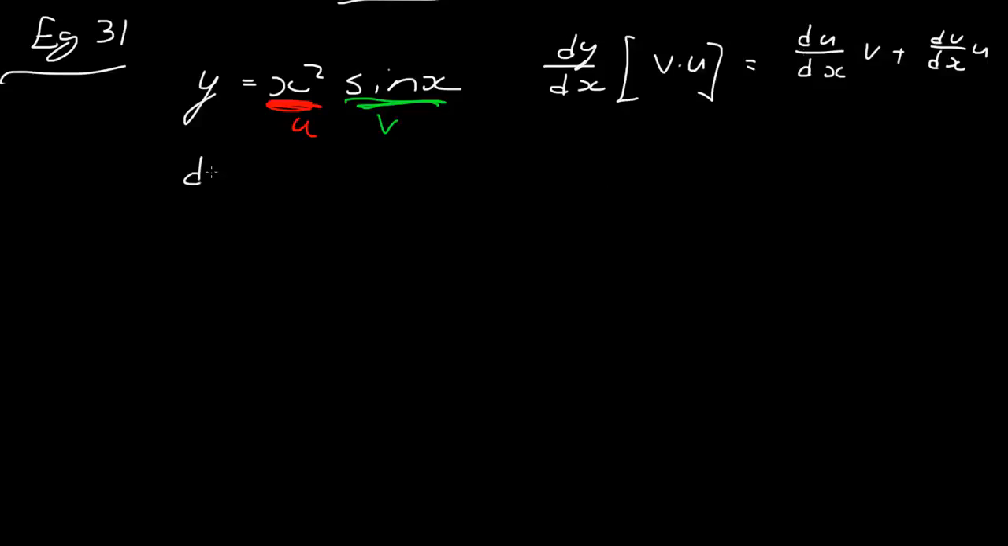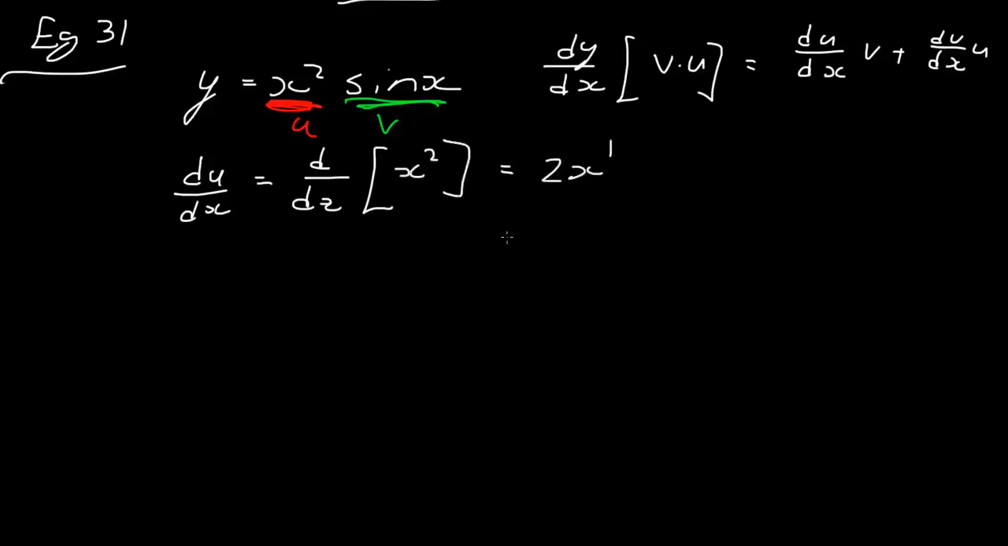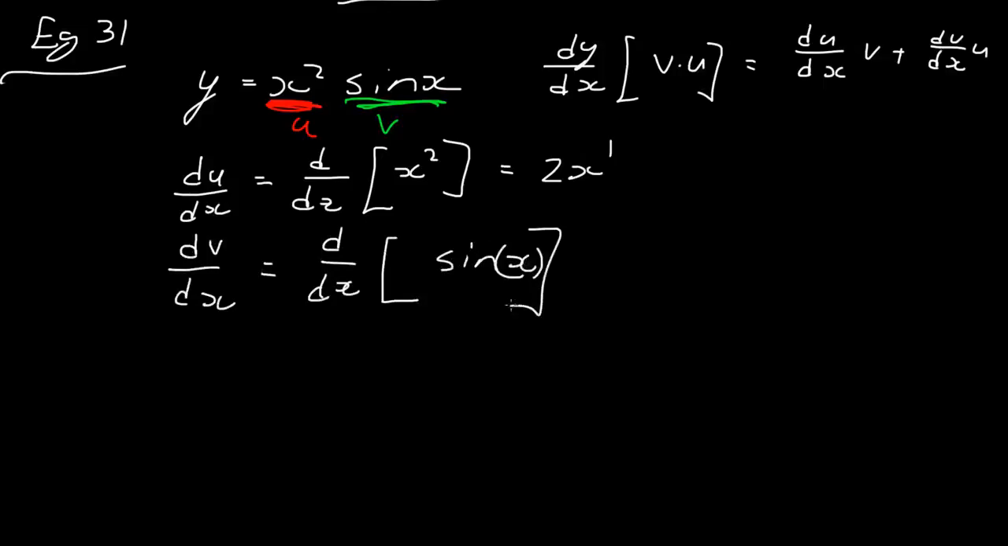So du by dx equals d by dx of x squared, which is take the 2 down in front, write the x, reduce the power by 1, and let's do dv by dx, which is equal to d by dx of sine x. If you look directly at your derivative table, you'll see the derivative of sine x is cos x.